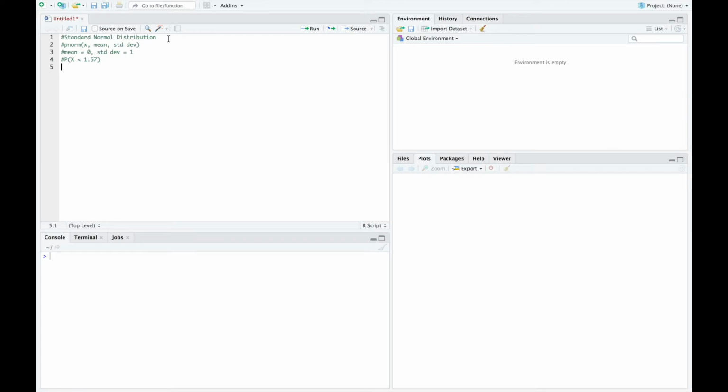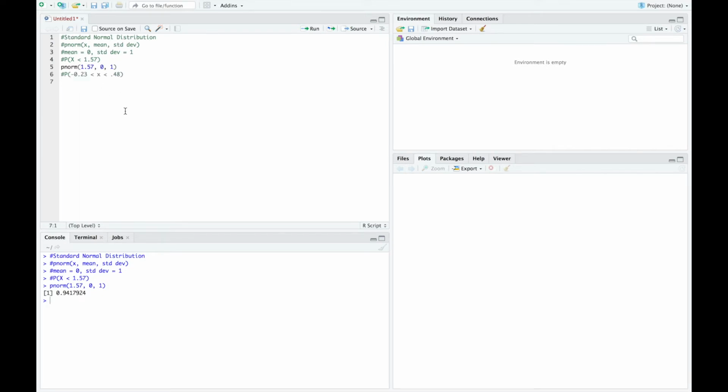Let's suppose we want to find the probability that x is less than 1.57. In this case, we would have pnorm 1.57, 0, 1, since our mean is 0 and standard deviation is 1. Running this, we can see the probability is 0.9417924 that x is below 1.57.